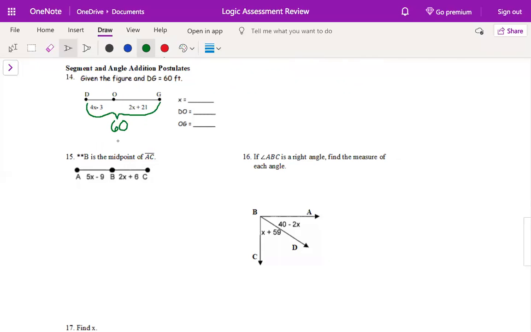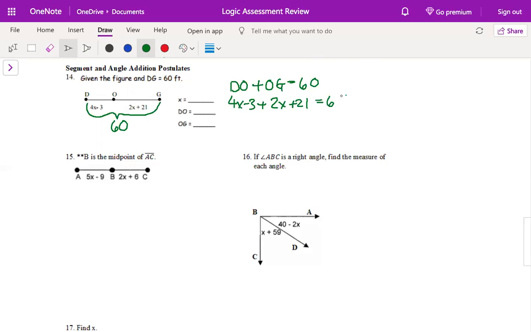Okay, segment addition postulate says that if we add the lengths of DO and OG, then we should get the length of the whole thing, which is 60. So let's write that down. So DO plus OG will equal 60. And now we can just go ahead and substitute what we know. So DO is 4x minus 3. And we're going to add that to OG, which is 2x plus 21.